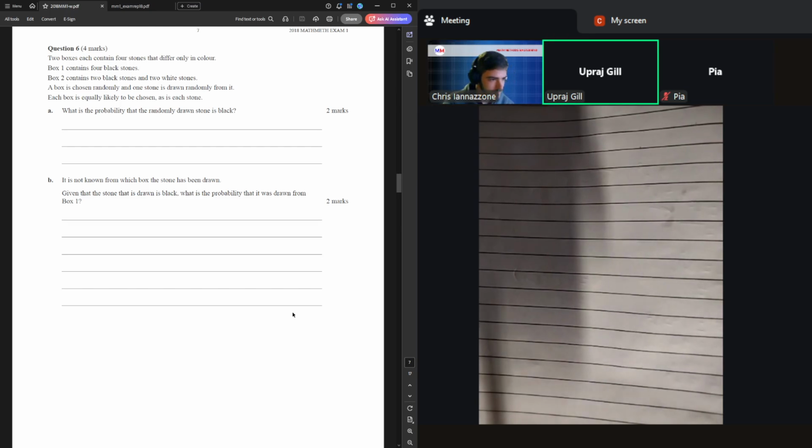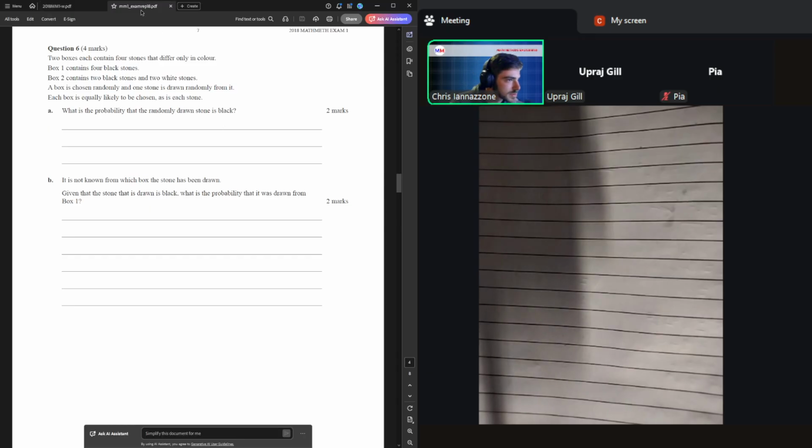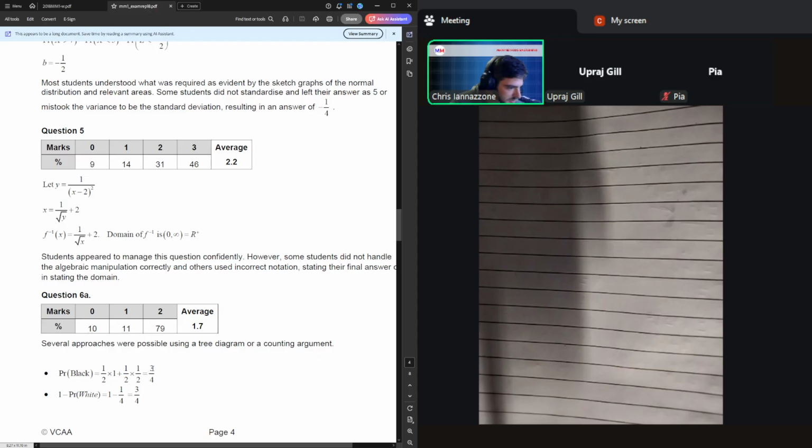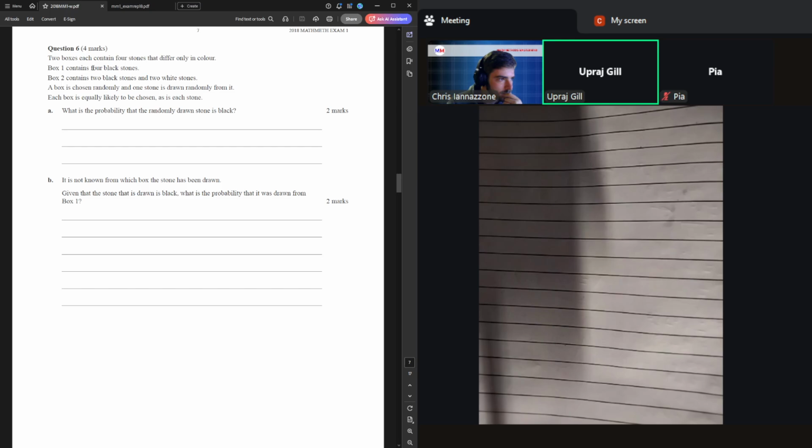Is it going to be 3 on 4? Which one are we specifically doing? Probability of black. 3 on 4, yes. That's it. Nice. Couple of ways you could have done that. What was the way you did? I just visualized a tree diagram and every single stone has a 1 out of 8 possibility of being chosen. So if there's 6 black stones, that means it's 6 on 8, or otherwise 3 on 4.